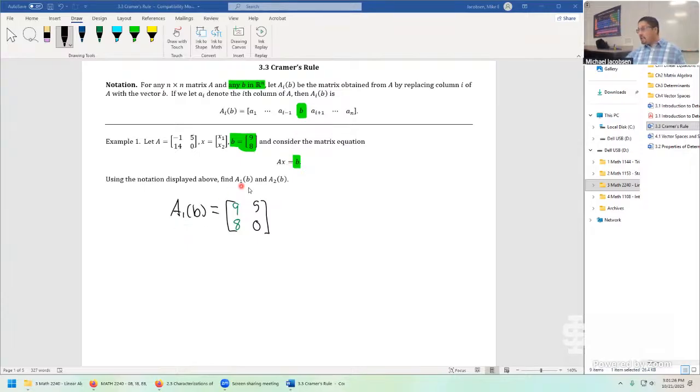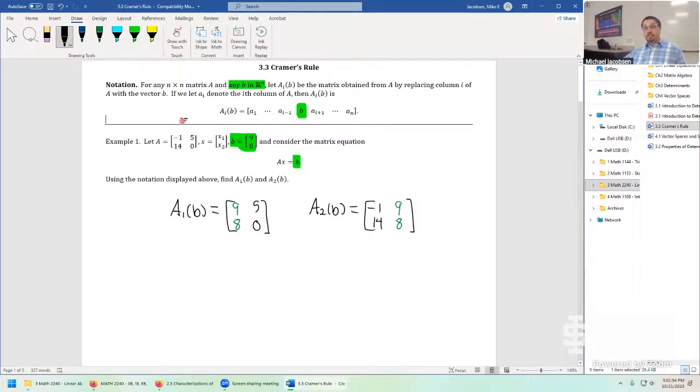Okay, likewise, A2B means go to the matrix A. In column 2, we're putting in the vector B from the right-hand side, 9, 8. Let me try getting the color coding. 9, 8 would go here. The rest of the matrix is -1, 14. And that's the meaning of A2B.